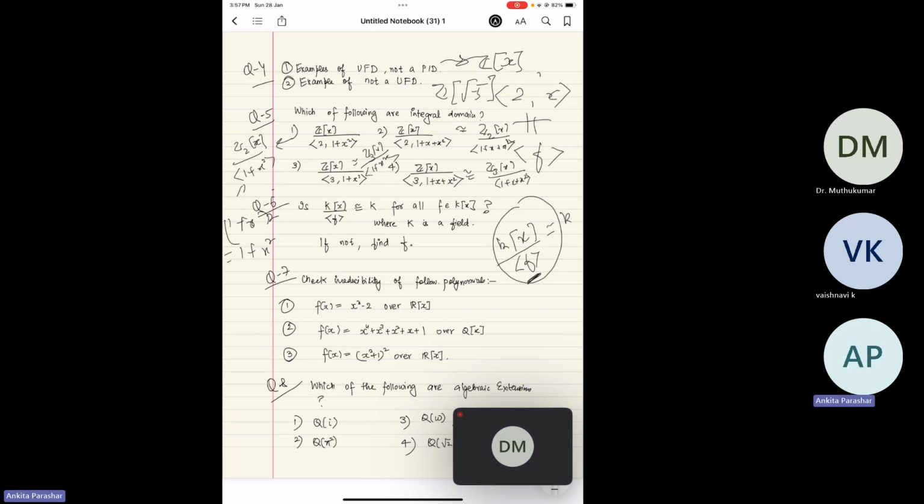So question 6 is just a repetition. You say 2 and 4 are integral domains? Whereas 1 and 3 are not. Sorry, if I said it wrong: 2 and 3 are domains, 1 and 4 are not domains. So if we go to question 6, we have K[x] mod f isomorphic to K, where K is a field. Is it true for all f in K[x]?